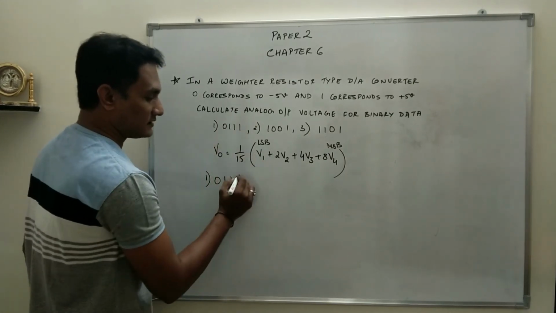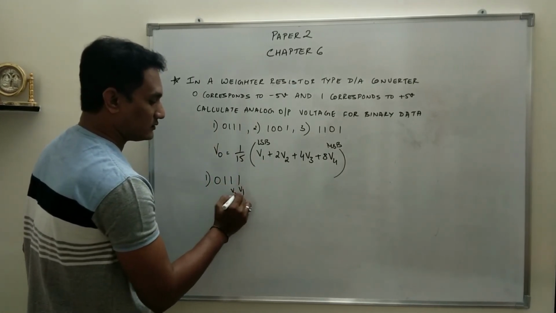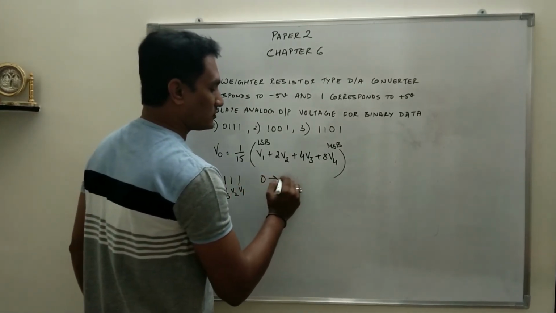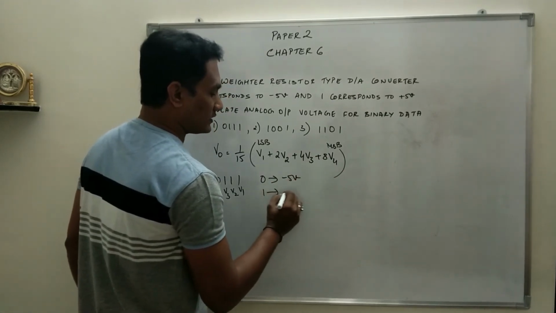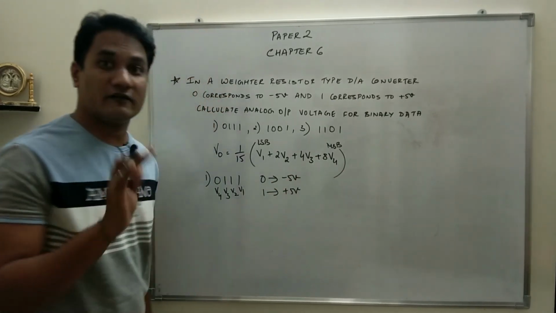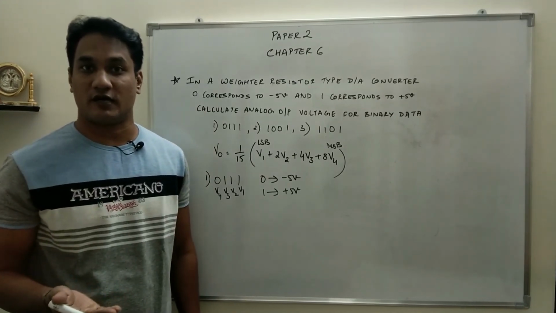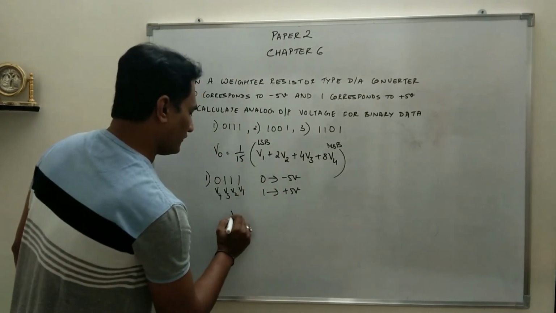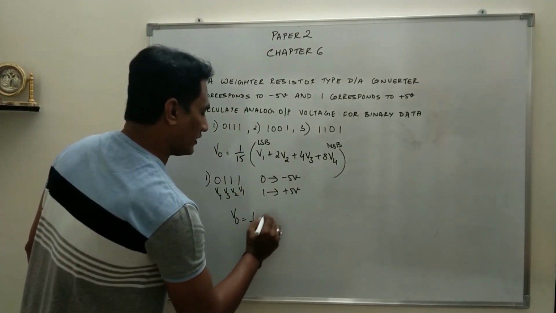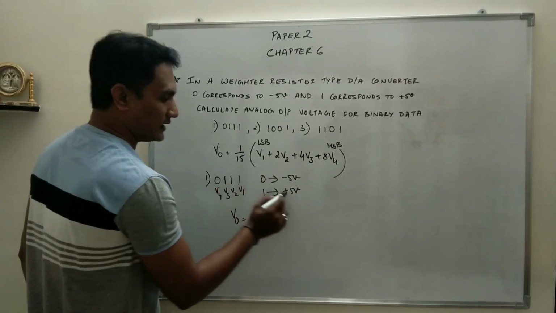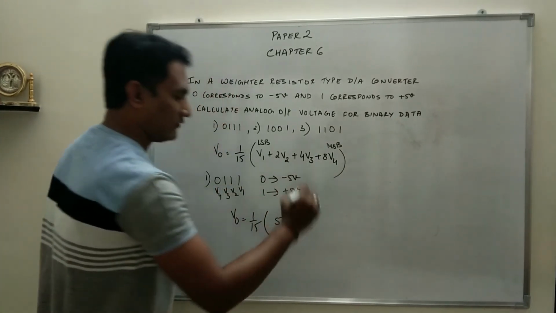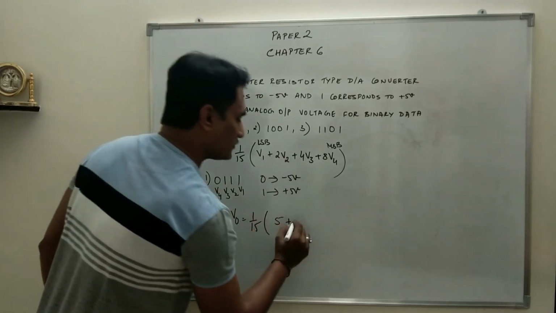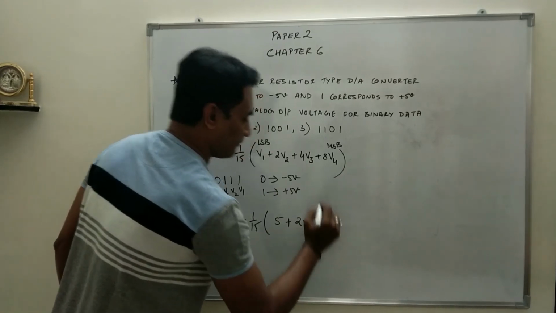Now the first problem which has been given is 0111. So in that, this 1 is the LSB. So this is V1, this is V2, this is V3 and this is V4. And what is 0? 0 corresponds to minus 5 volt and 1 corresponds to plus 5 volt. So wherever you see 0, you have to substitute minus 5. Wherever you see 1, you have to substitute plus 5. So V0 is equal to 1 upon 15. What is V1? V1 is 1. 1 corresponds to 5 volts. So we will write 5 there. Then what is V2? V2 is again 1. 1 corresponds to 5. So it will be 2 multiplied by 5 plus.